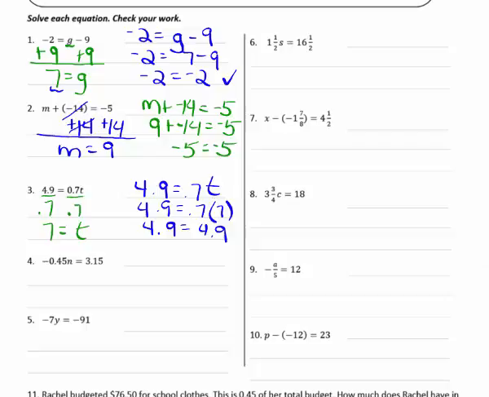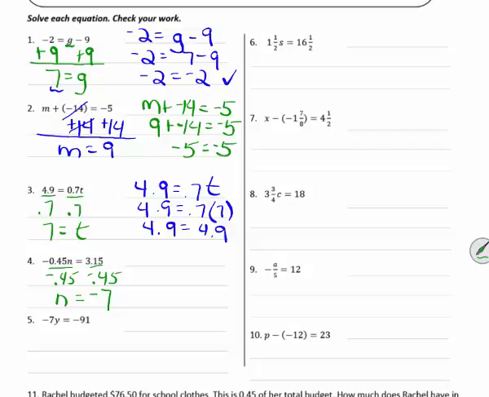All right, here's one where we have another multiplication, so I'm going to have to divide by negative 4.5. I'm sorry, 0.45. Sorry about that. So n, a positive divided by a negative, I know is going to be a negative. And when I did 3.15 divided by 0.45, you get 7, and it's negative.